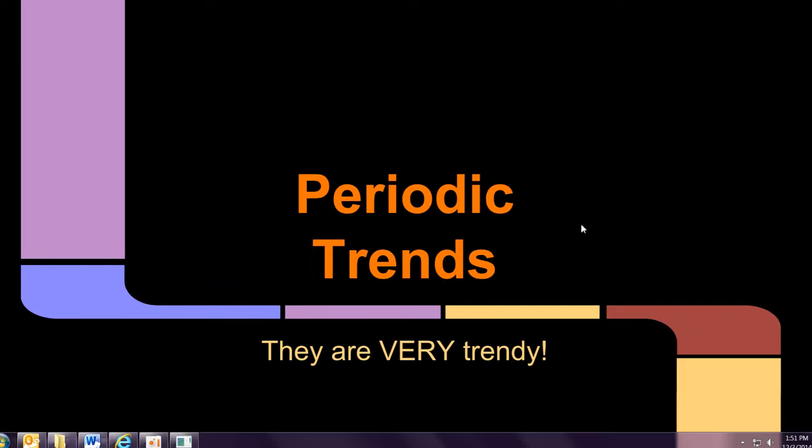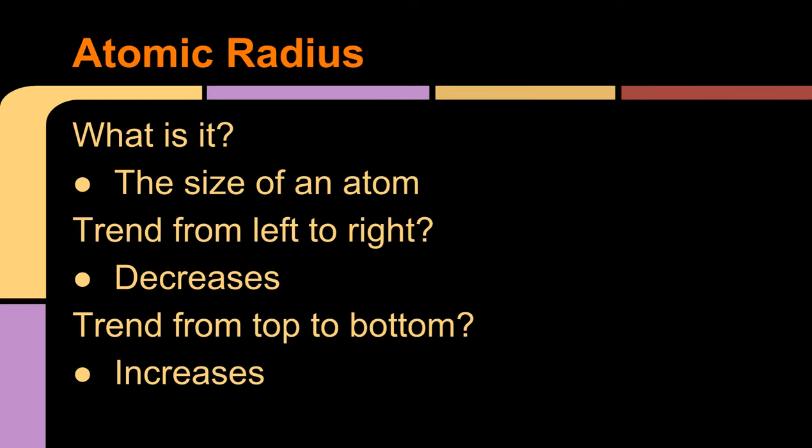Today we're going to be looking at different periodic trends on the periodic table, and yes, as you can read there, they are very trendy. The first periodic trend we're going to look at is called atomic radius, which is basically just the size of the atom. And the trend as you move from the left-hand side of the periodic table to the right-hand side of the periodic table is that the atomic radius is going to actually decrease or get smaller.